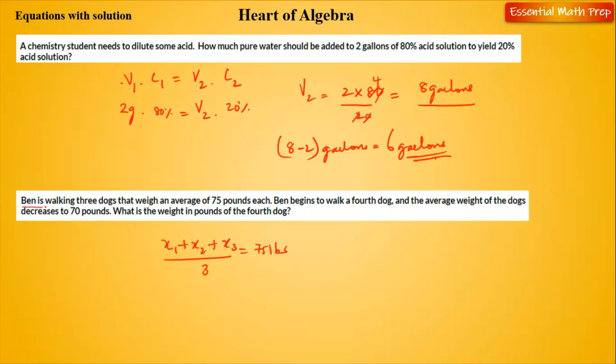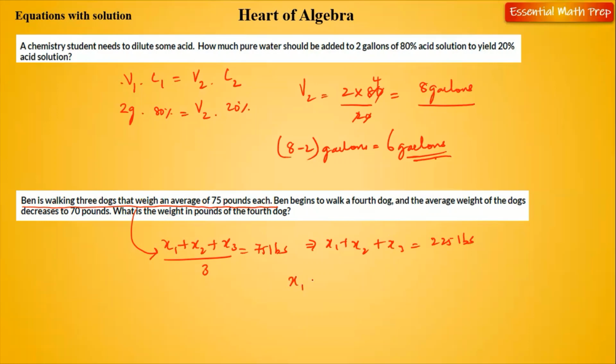This statement here literally translates into this because it says an average of the 3 dogs is 75 pounds, right? In other words, x1 plus x2 plus x3 is 225 pounds. This is the combined weight of the dogs because each dog weighs 75 pounds, right?